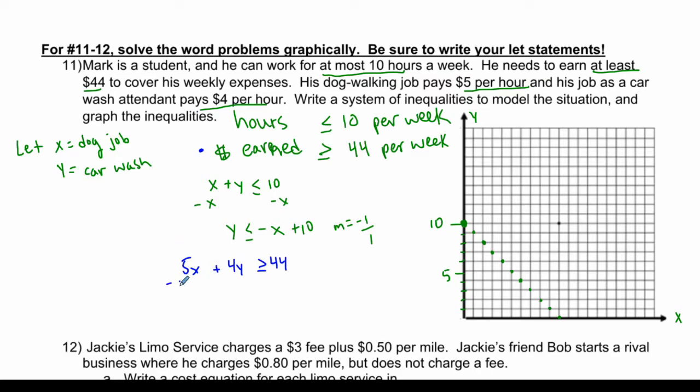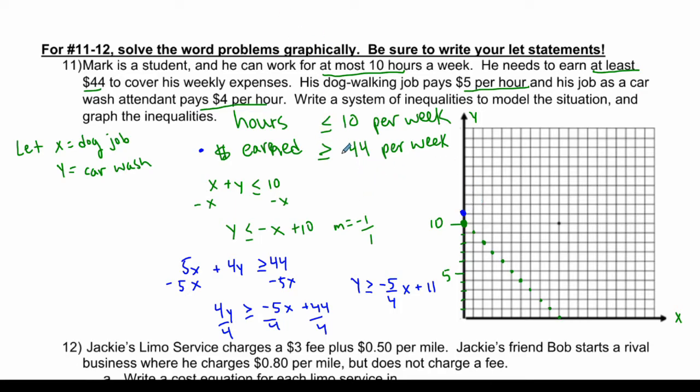Let's solve for y. So we're going to subtract 5x from both sides. 4y greater than or equal to negative 5x plus 44. And we will divide everything by 4, giving us y is greater than or equal to negative 5 over 4 x plus 11. All right, so his y-intercept for the other equation is 11. So let's finish this out.